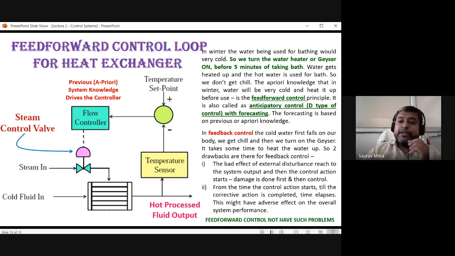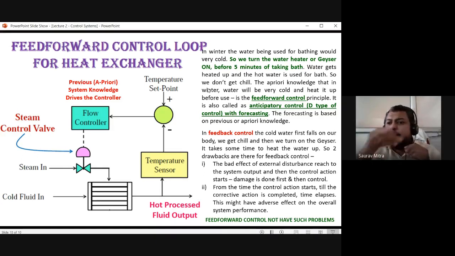What does feed forward control do? I will explain by means of an example. Feed forward control does not allow the disturbance to come at the output. Before that, feed forward control takes action. The example is, in winter, we know that the water being used for bathing would be very cold. So this is a priori knowledge. A priori system knowledge drives the controller.